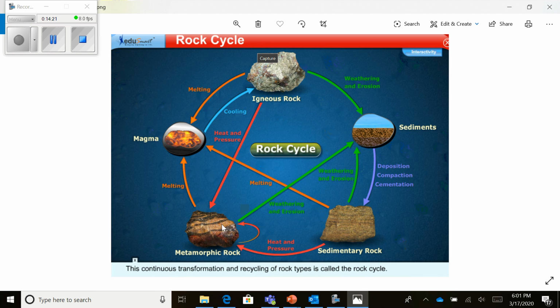For rocks to become metamorphic, they have to undergo heat and pressure. Remember, a metamorphic rock can also go under more heat and pressure and become another metamorphic rock. And then all the rocks can become sedimentary through weathering and erosion happening first. The rock has to be broken down. The sediments have to get moved. And then once it's deposited, compaction and cementation occur to create the sedimentary rock. So I just wanted to go over that picture.